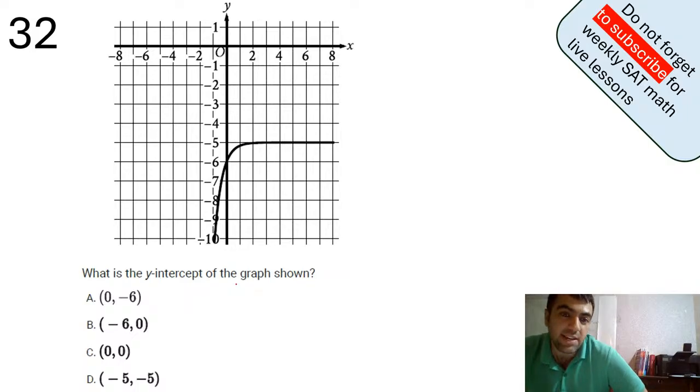What's the y-intercept of the graph shown? Mr. Shahin, what's the y-intercept?